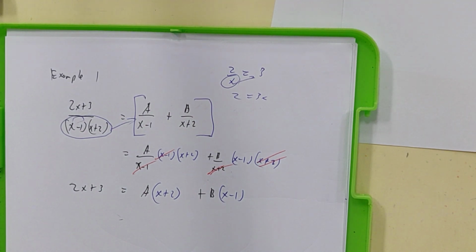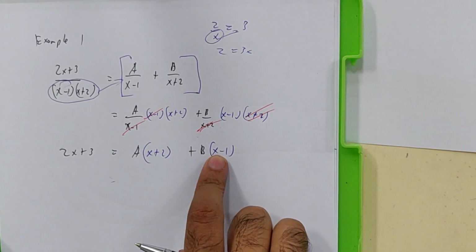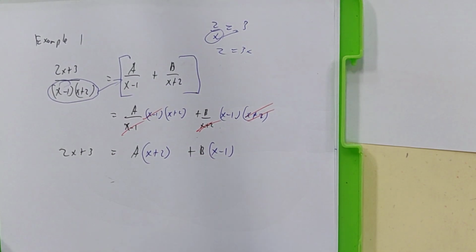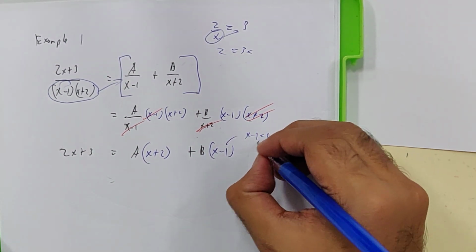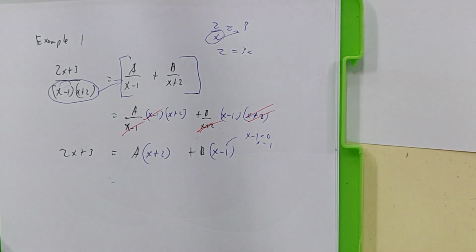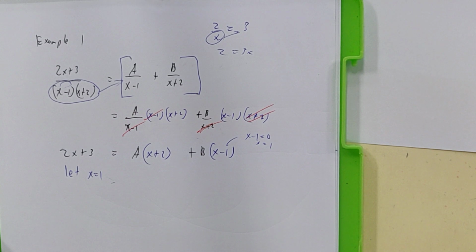Okay? Are you fine? You stay alive? Okay, now here comes the trick. Not the fastest, not the most efficient, but the easiest way. Ask yourself, if x minus 1 equals 0, what is x? If x minus 1 equals 0, so x equals 1. So let x equals 1.